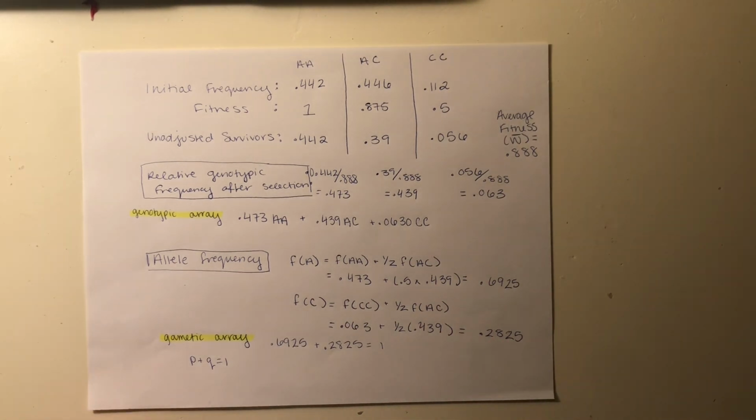Here we have our gametic array. p + q equals 1, and that is sure the case here.